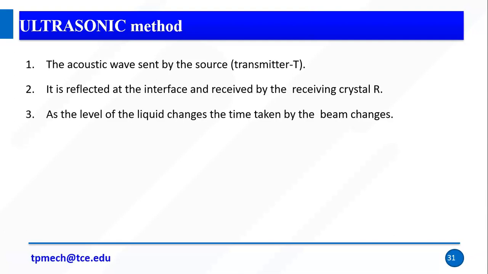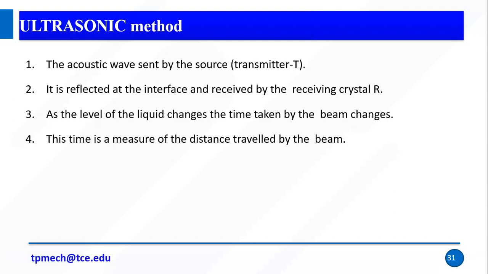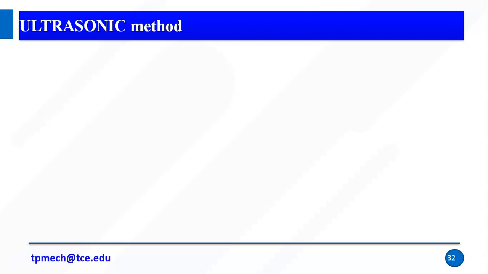As the level of liquid changes, the time taken by the beam changes. So if the level goes down, the distance becomes very long, so the time to receive is very long. If the level is very high, I receive it quickly. So the time changes. This time measures the distance traveled by the beam. So we can measure the speed, and if we know the time, we can measure the distance.